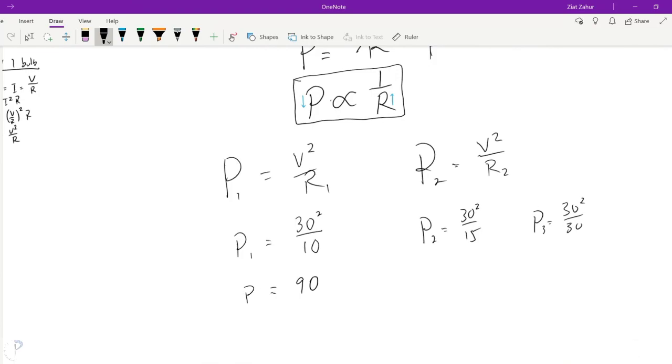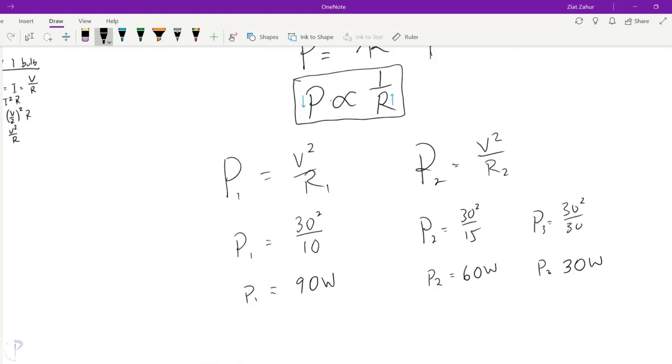So this is P1, P2, P3. What's 900 divided by 15? Well, 15 goes into 90 how many times? 1, 2, 3, 4, 5, 6. So 60. And then this is 900 divided by 30, so 90 over 3, that's 30. Okay, so this is 90 watts, this is 60 watts, this is 30 watts.